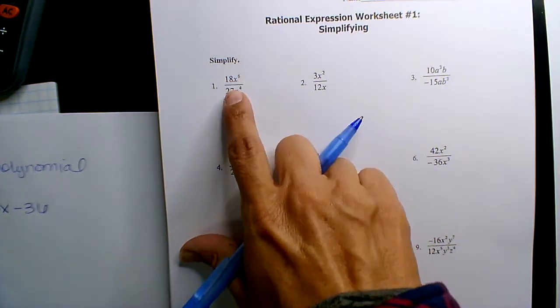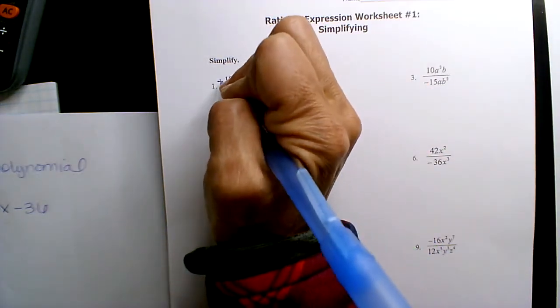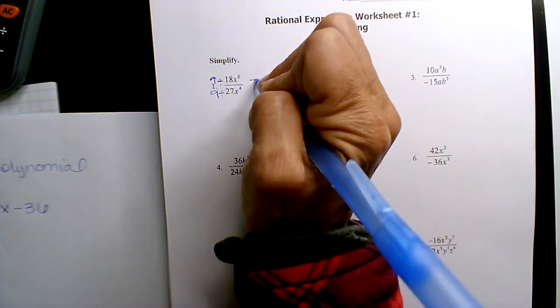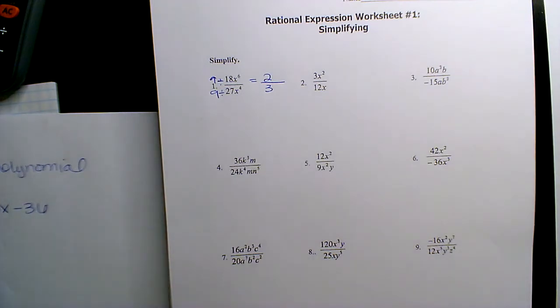Okay, 18 and 27. What value divides into 18 and 27? 9, right? So if I divide the top and bottom by 9, I get 2 over 3, and you did that correctly. You went right for the greatest common factor, because 2 and 3 can no longer be reduced unless, of course, you went decimal, and we don't want a decimal, right?